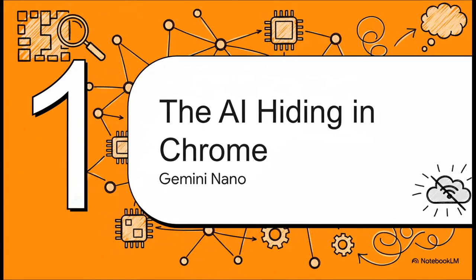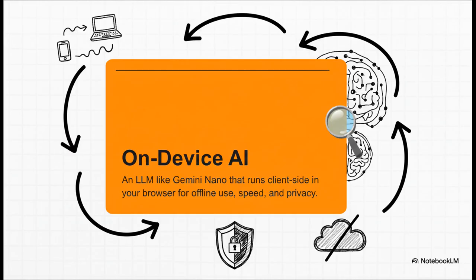Okay, so what exactly is this powerful AI hiding in plain sight inside our browsers? Let's pull back the curtain and take a look. So, what we're talking about here is called on-device AI. The specific model is Google's Gemini Nano. Now, you can think of it as a version of those huge language models, the brains behind tools like ChatGPT, but this one is small and efficient enough to run locally, right on your own computer.